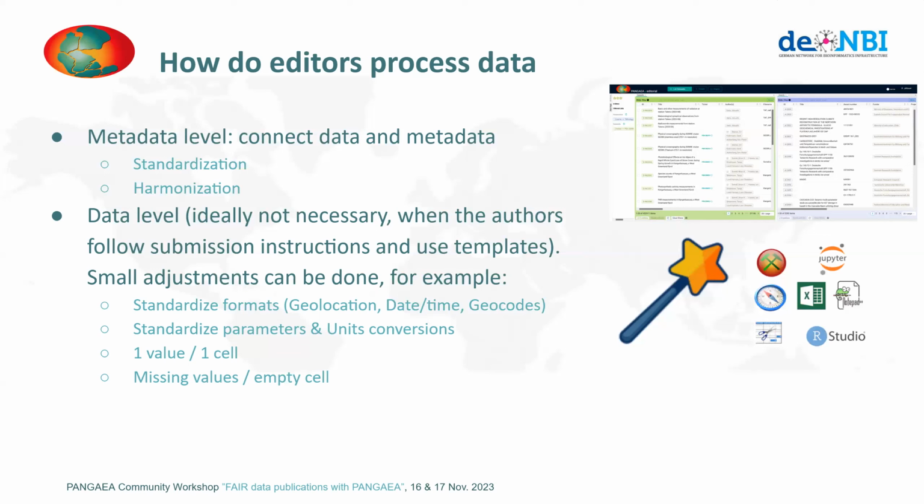When there are some minor issues with the data, so now I'm talking about tabular data mostly. When there are some small issues, we can also do some editing on the data level, like if you omitted to do some standardizing of formats in geolocation, date time, or labels of events, something like this. If these changes are clear to us what we need to do, and it's really fast to do, we can still do this, and we inform you about it.